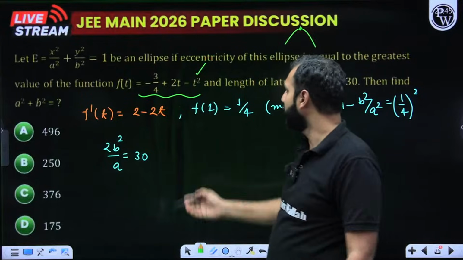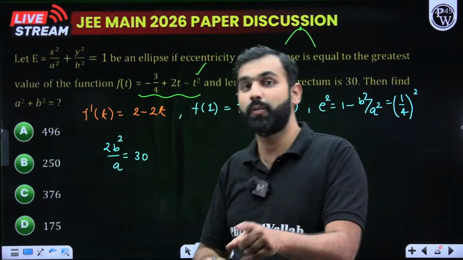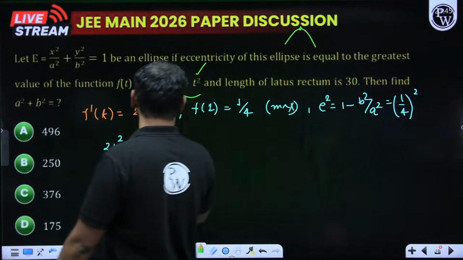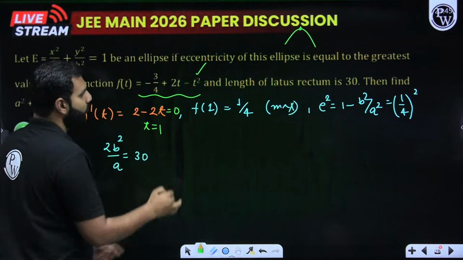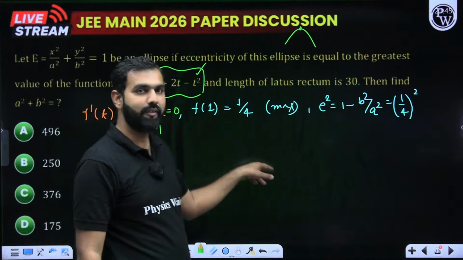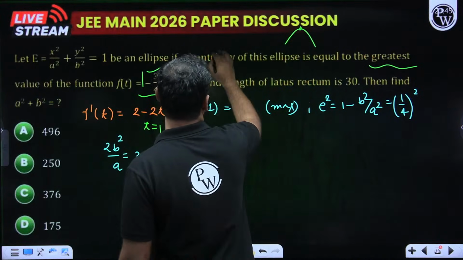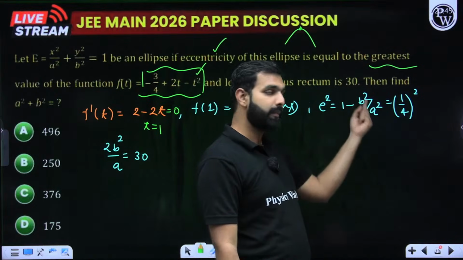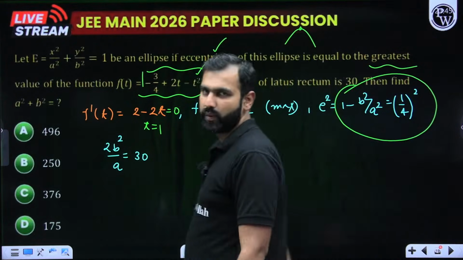Or if you don't know that, you can use the derivative rule: f dash t, and then put it equal to 0. You get t, you put it there, and then you get f of t. So 2 minus 2t, when you put equal to 0, you get t is equal to 1, and you find f of 1. f of 1 will be the maximum value of this expression, which is 1 by 4. We are told the maximum value of this expression is the eccentricity. So we know that eccentricity is 1 by 4, but for an ellipse it is 1 minus b square by a square. So with that, I get an equation in b and a.